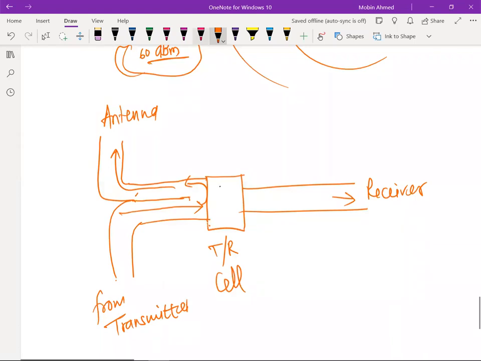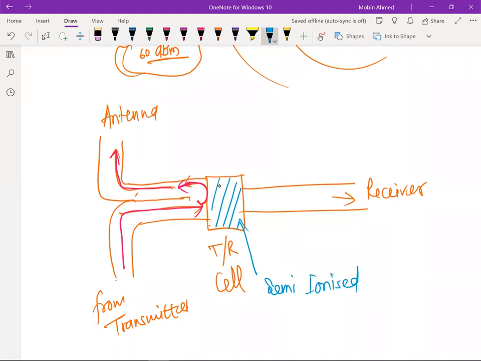So this I'll just draw in a different color. So this is the wave which will be going. This is a TR cell, transmitting receiving cell. It will not allow it to go there, and this energy will be going from here to the antenna. Why is it not allowing? Because it is going to be in the semi-ionized condition. You know ionized gas, so you will be knowing about that semi-ionized condition.